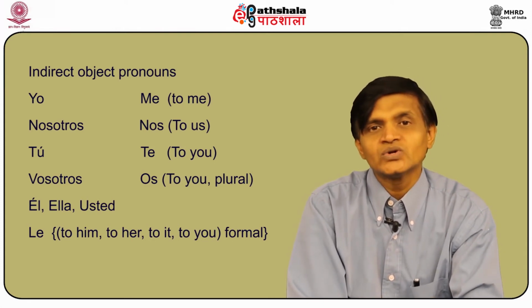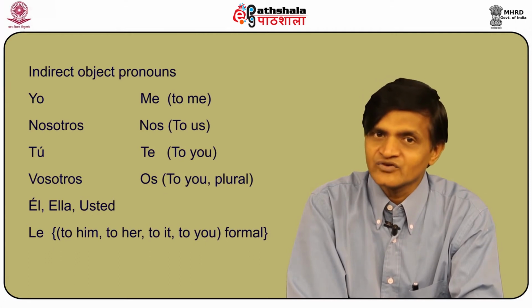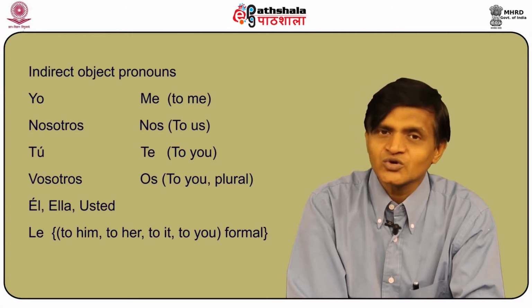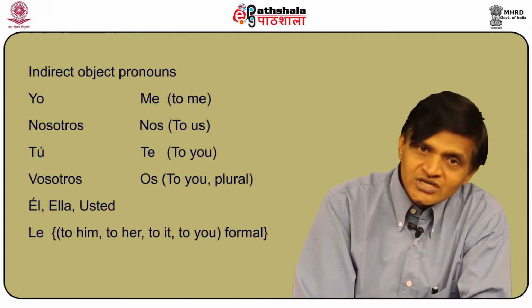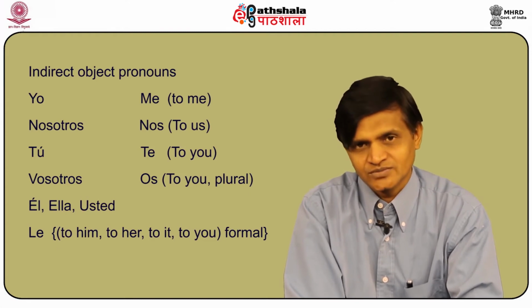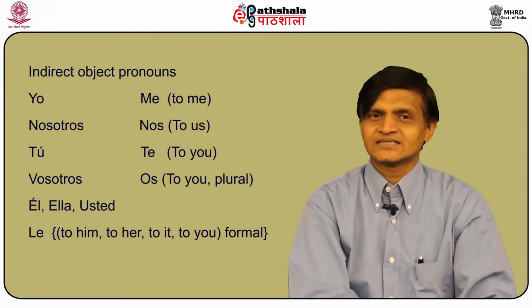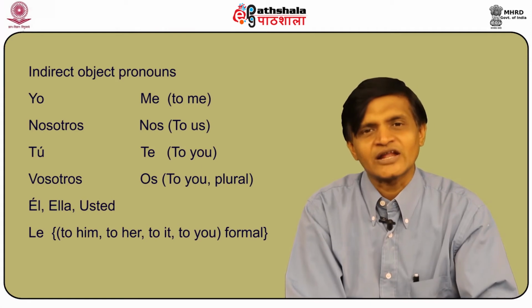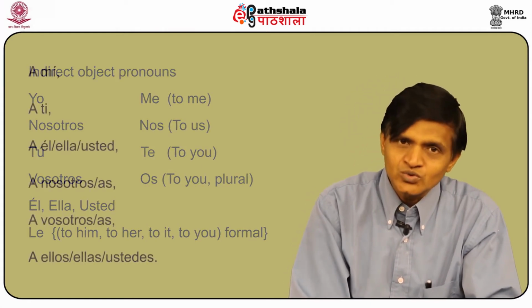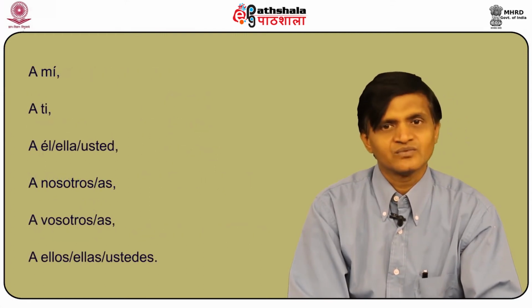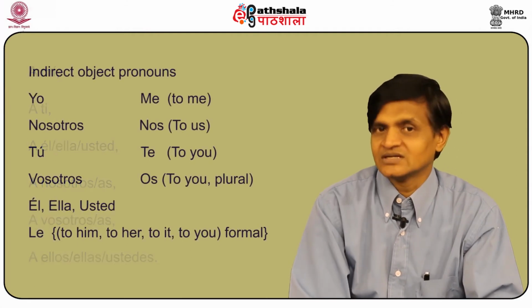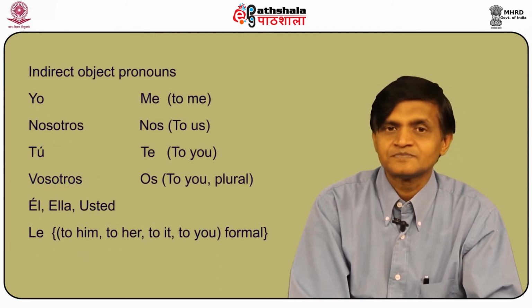Te di un anillo. I gave you a ring. You can clearly see that if we ask the question, to whom was the ring given, the answer would be the indirect object pronoun. So, in the sentence, te di un anillo, the answer to the question of to whom the ring was given is te, which is the indirect object pronoun, or you, in English.